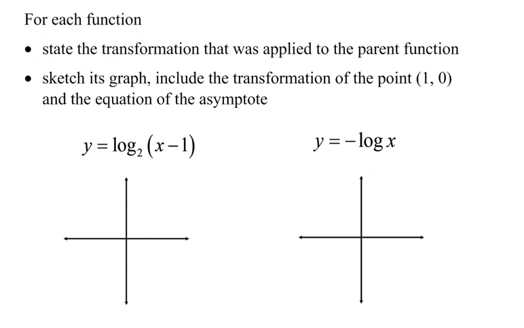All right, now we're actually going to do some shifting. And so here we're going to state the transformation, sketch the graph. We're going to include where that point 1, 0 ended up and the equation of our asymptote.